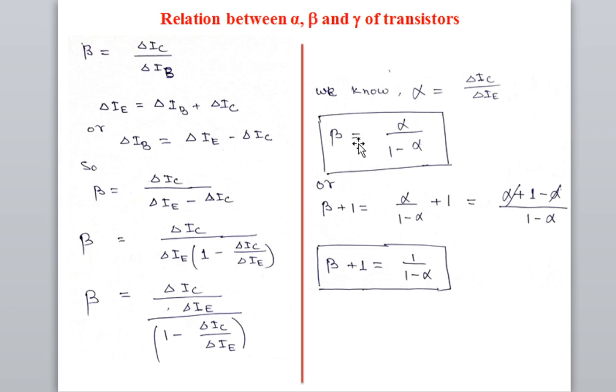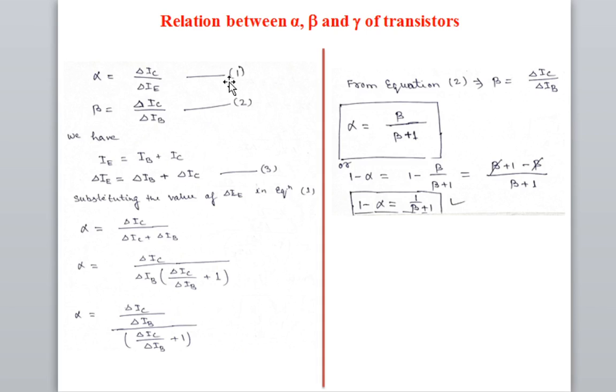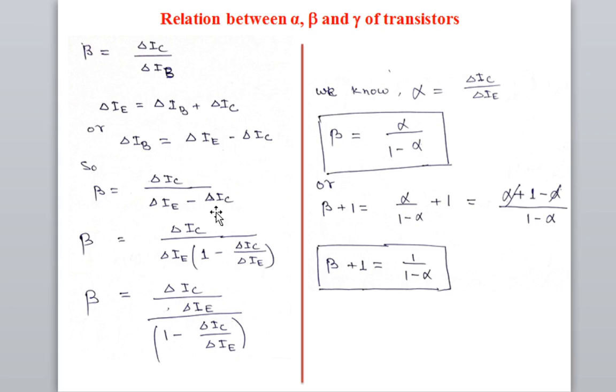So beta is equal to alpha upon 1 minus alpha. This is the relation I have developed. I started with beta and got an expression for alpha. In the previous slide, I started with alpha and got the relation for beta. And here I have started with beta and got the relation for alpha.